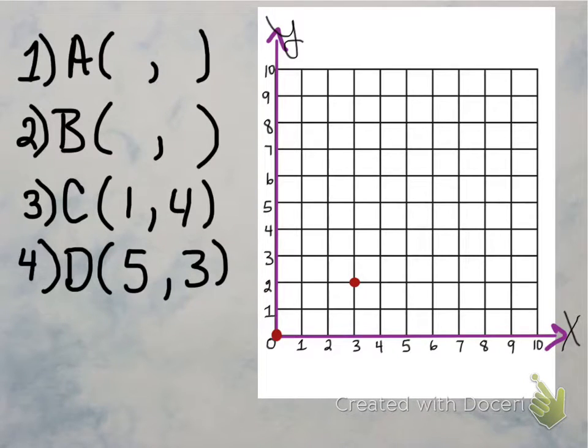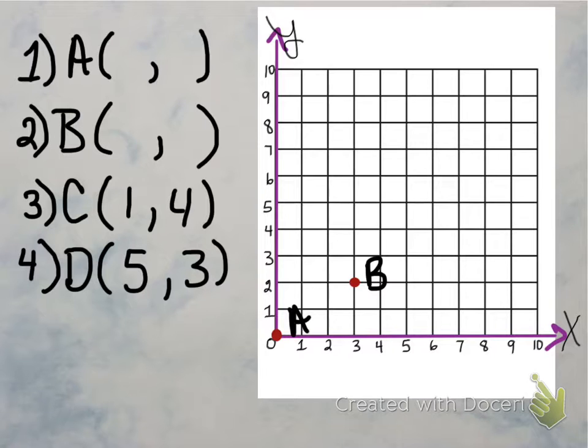All right, here I've prepared 4 practice problems. On the first 2, we're going to find the ordered pairs for points A and B. And then on the second 2, we're going to graph or plot the points for points C and D using the ordered pairs we've been given.